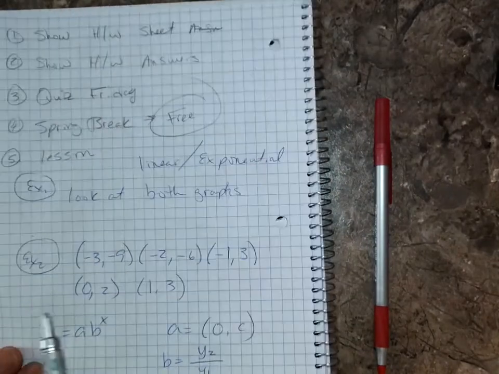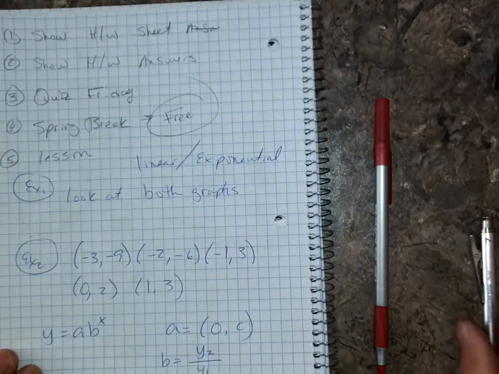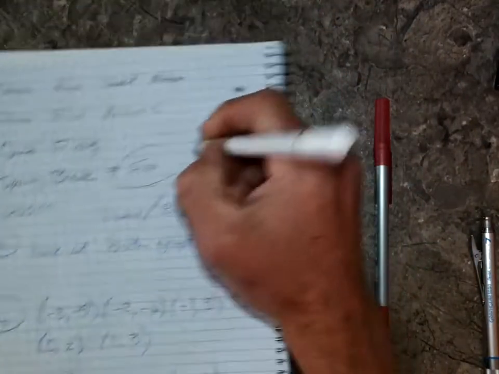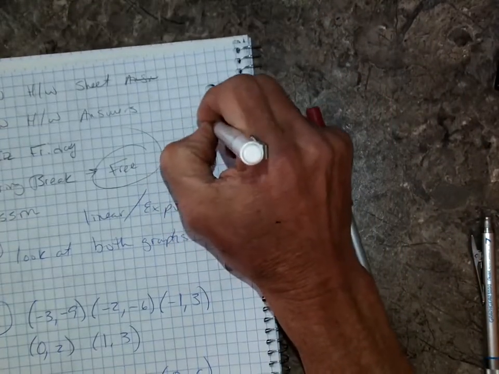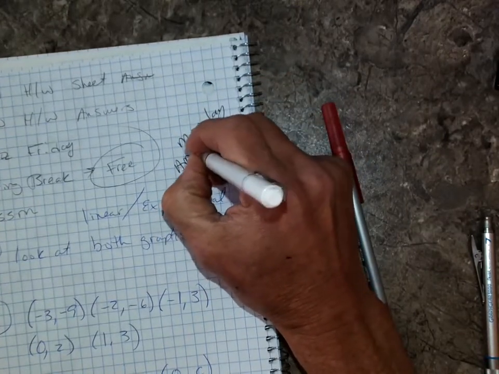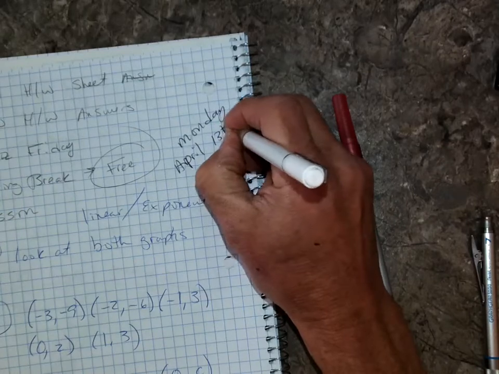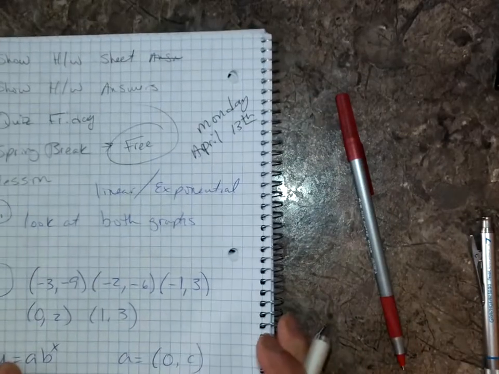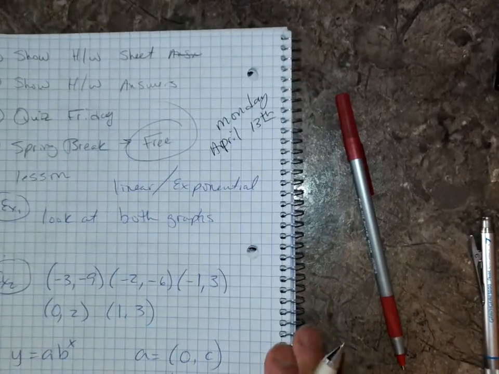And then we'll come back on that Monday. I think it's the 13th, because it's Monday, April 13th. I'll write that down. Monday, April 13th, we're back with lessons, okay? But you can take the break off. I won't record. There'll be no homework assigned, okay?